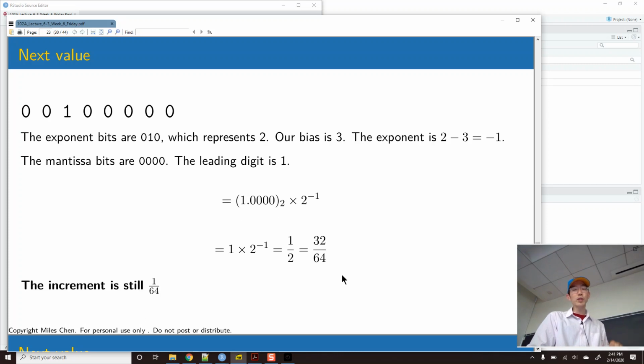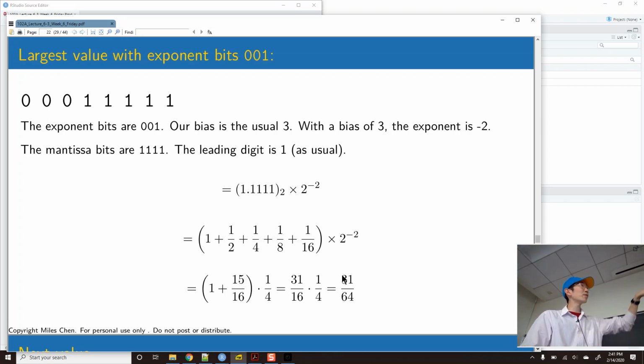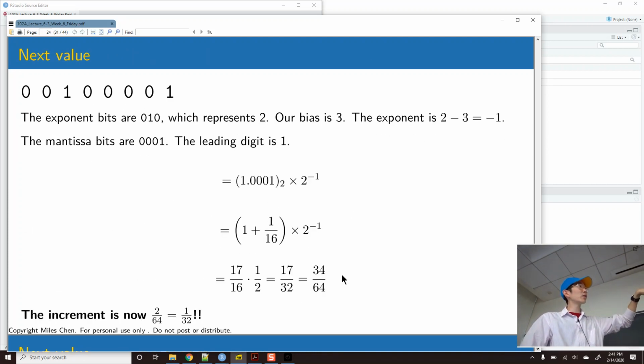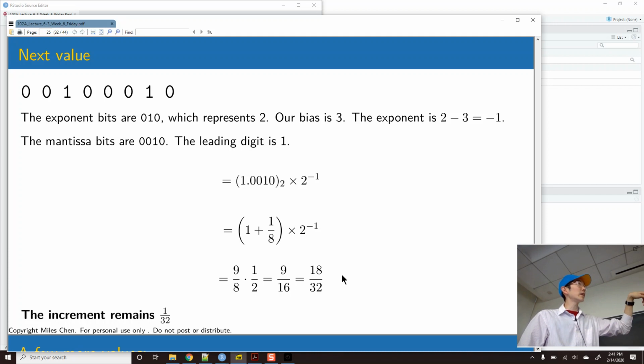So rather than going up to 33/64, which so far we've just been counting by 64ths, we get to 32/64, but now I'm taking steps twice as big. I'm going up to 34/64. I'm taking steps of 1/32, and every single increment here is now in 32nds.